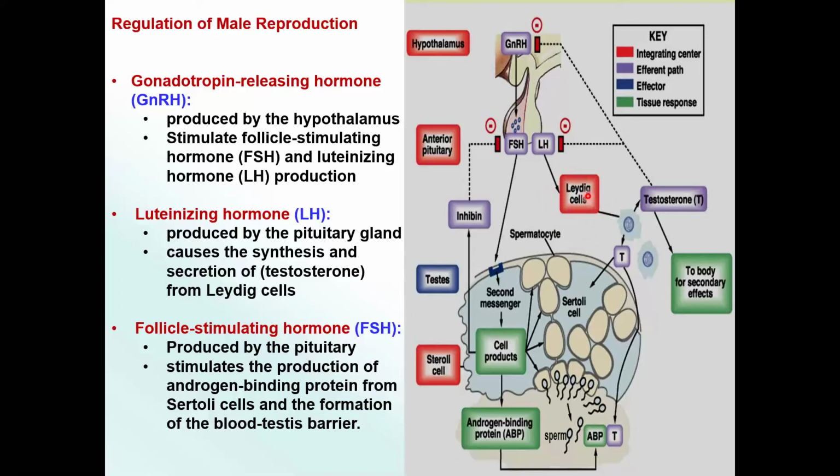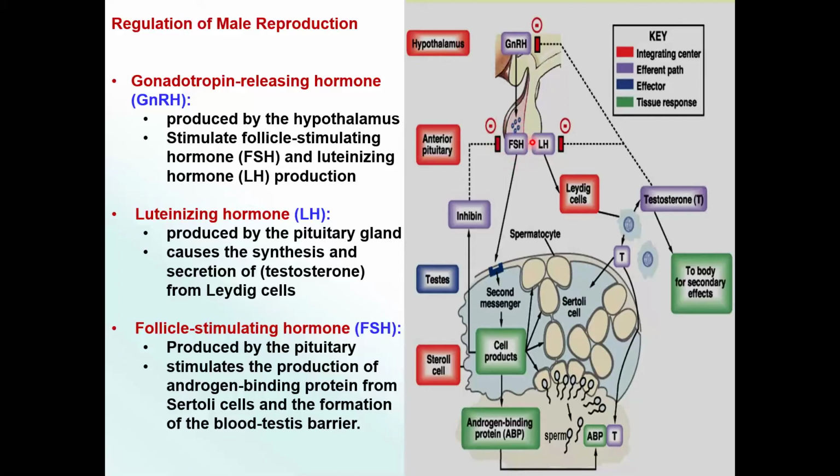So the Leydig cells have receptors for the LH, and the LH stimulates those cells to produce testosterone. This is the main product, and the testosterone will be secreted into the blood, and this is responsible for supporting the body and the male sexual characteristics. The other testosterone will diffuse into the seminiferous tubules, and this is very important to support the process of spermatogenesis, which will occur here within the seminiferous tubules.